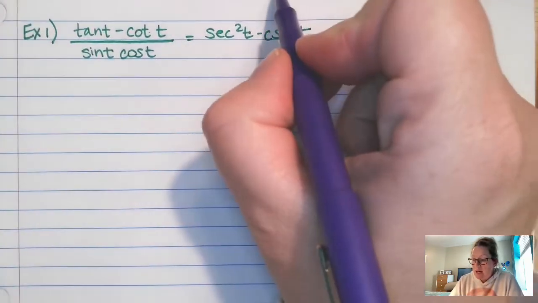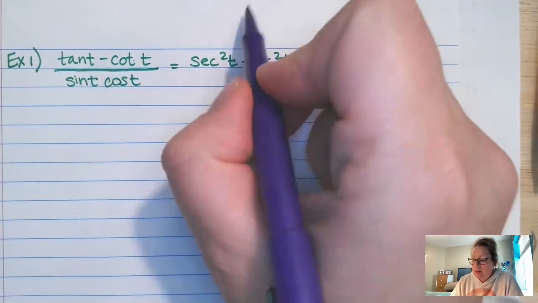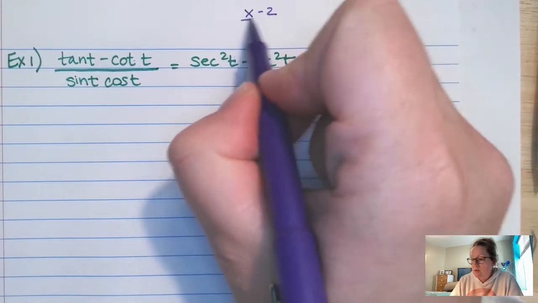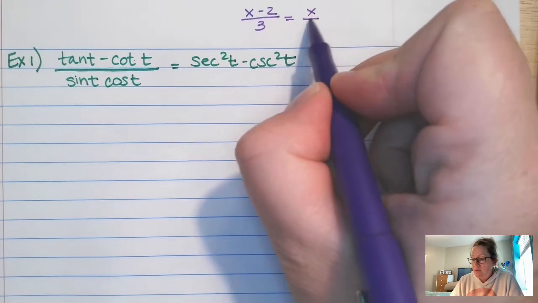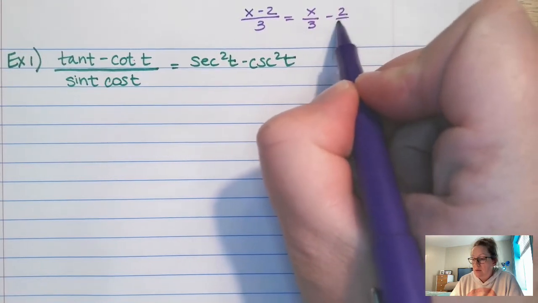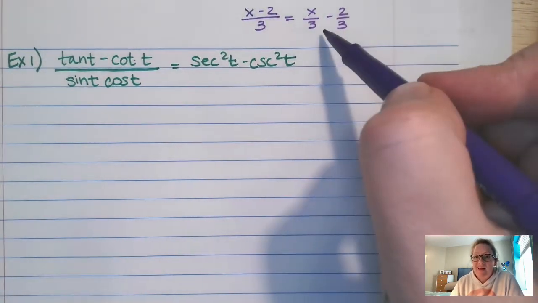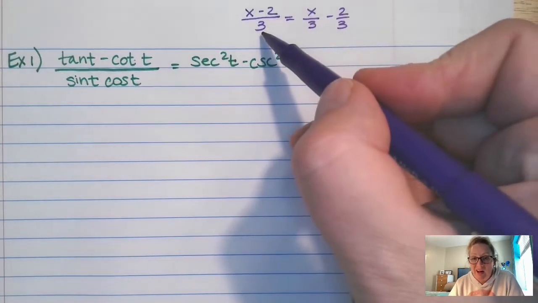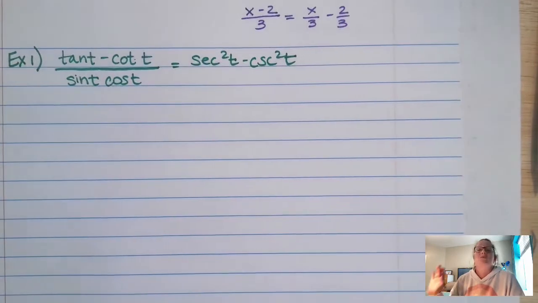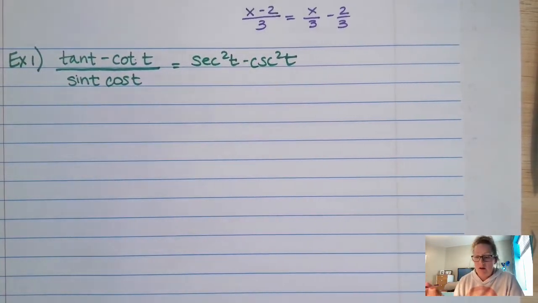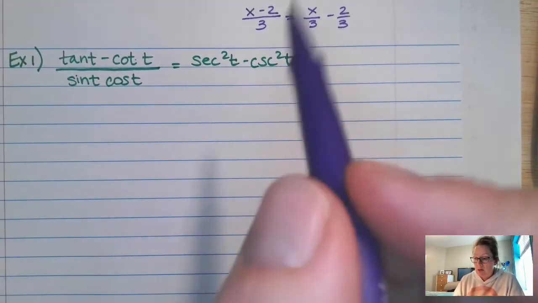Just like if I had x minus 2 over 3. This could be the same thing as x over 3 minus 2 over 3. And you're probably thinking, well, that looks even less simplified than it did there, which is fine. We just want to work with this and start rewriting. Just start, and then we'll figure out where to go from there, if it works or not, okay?